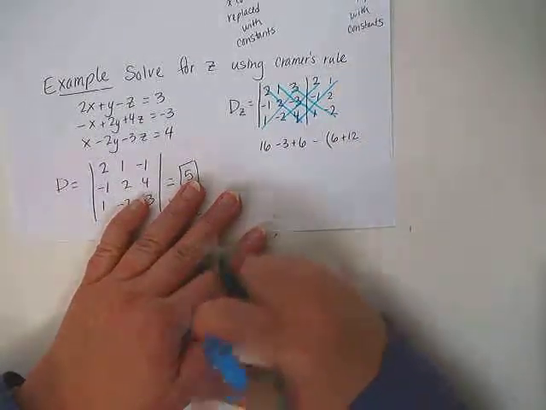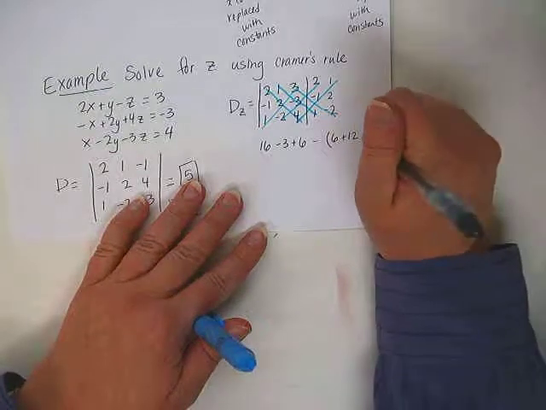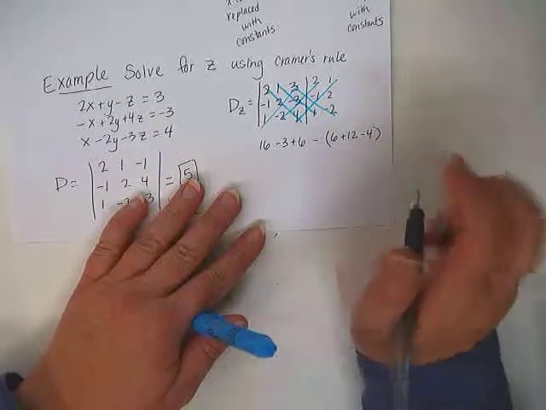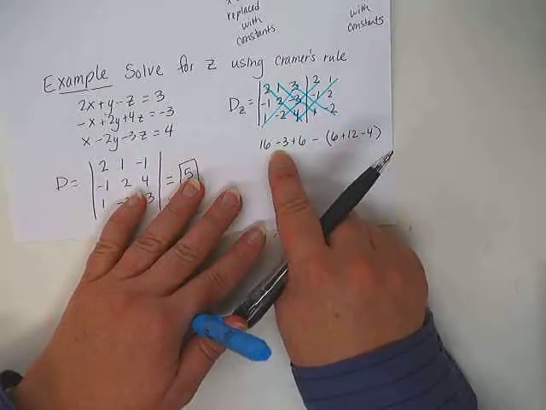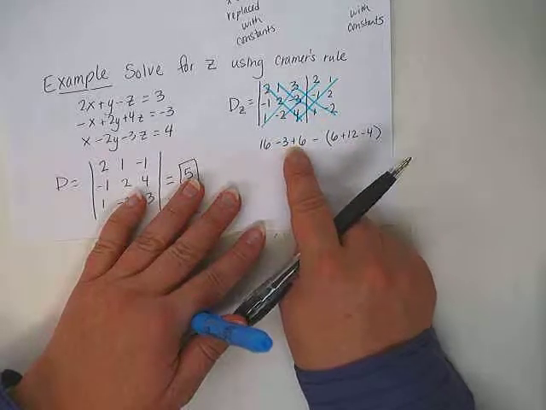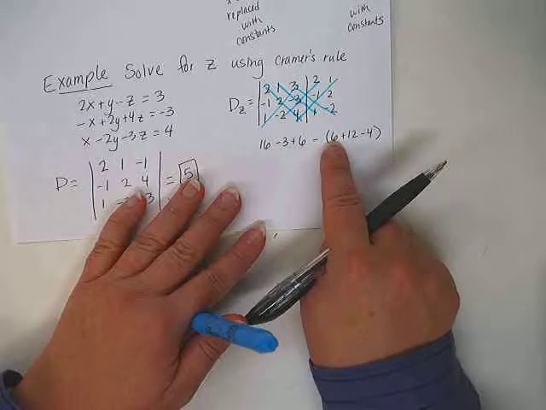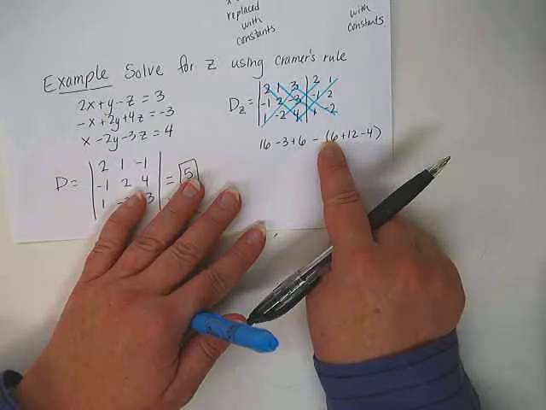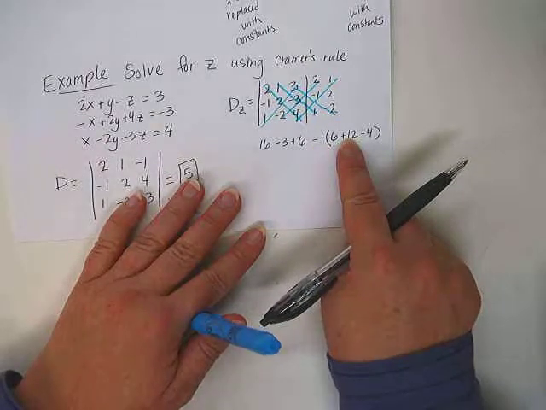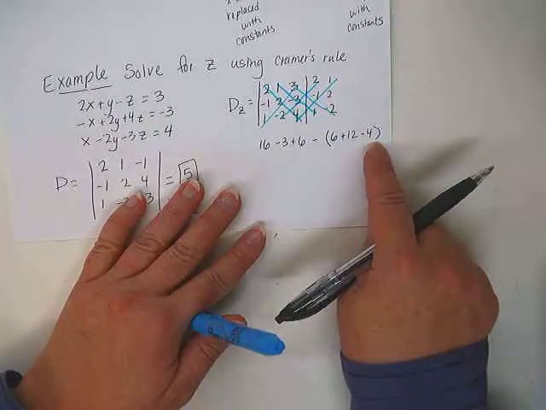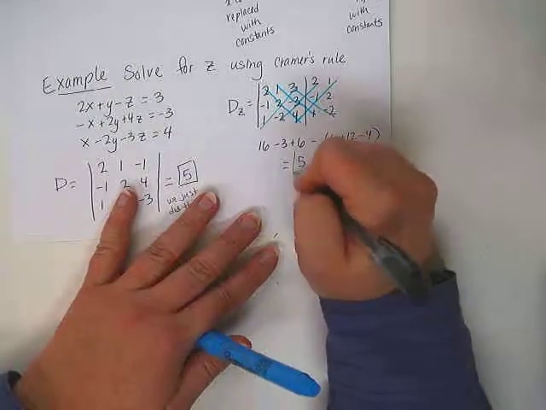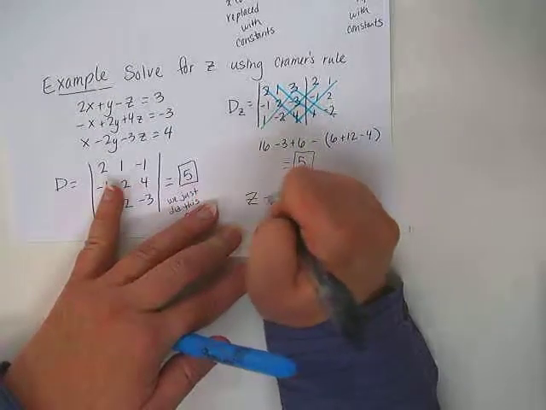Negative 2 times negative 3 is a positive 6 times 2 is a positive 12, but we will subtract that one. And then 4 times negative 1 is negative 4 times 1 is negative 4, and we will end up subtracting a negative, which is adding, correct? So 16 minus 3 is 13 plus 6. If you want to use a calculator for this, that's fine. 13 plus 6 is 19 minus 6, so those cancel out. So back to 13. Minus 12 is 1, and then minus a negative 4 is 5.